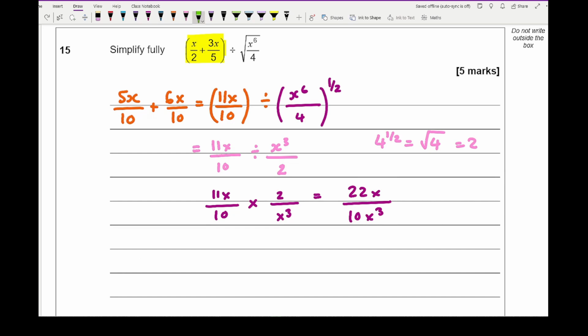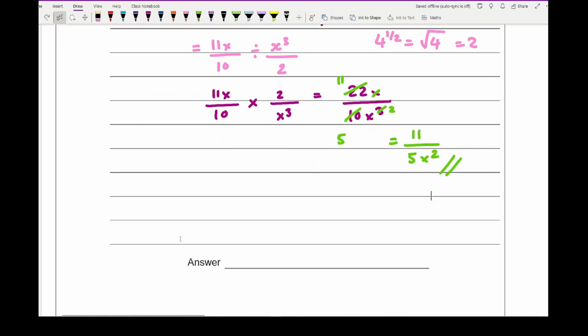Then simplifying this, we can divide both numbers by 2, so that gives me 5 and that gives me 11. We can cancel that x with that x, leaving me with a grand simplified fraction of 11 over 5x squared. Now we can write it in a different way, so you could either write it like this, or you can write it using indices, which is 11 over 5x to the power of minus 2. So either of these two ways would be absolutely fine to write your final answer.